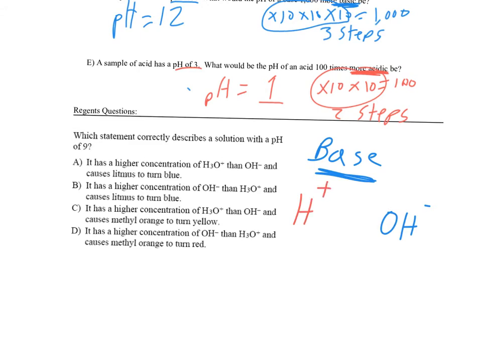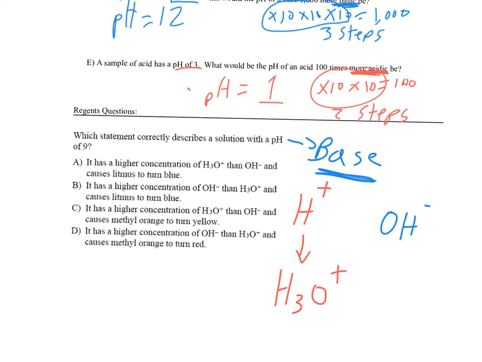And when I say H plus ions, I could also be talking about hydronium, H3O plus, because the only difference between these two is that hydronium has water. So both of these things are kind of the same. When you see a plus sign, you should think acid, and when you see a minus sign, you should think base. So the question is asking, which one accurately describes a solution with a pH of 9? And like we said, a pH of 9 means a base.